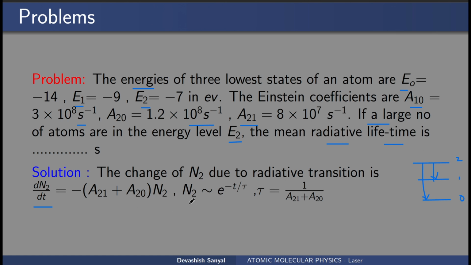So from here we can easily check that N2 will have the form N2 equal to e to the minus t by tau, where tau is the mean lifetime. Tau is 1 over A21 plus A20, and A21 and A20 are given. So from here you can calculate the mean radiative lifetime, which is tau.